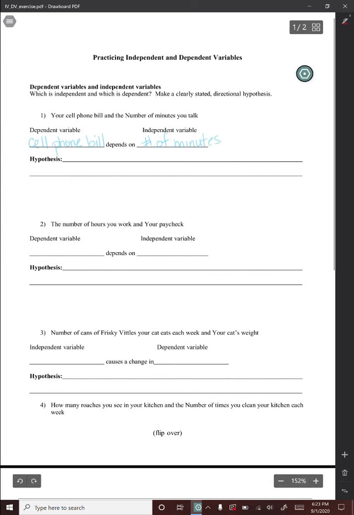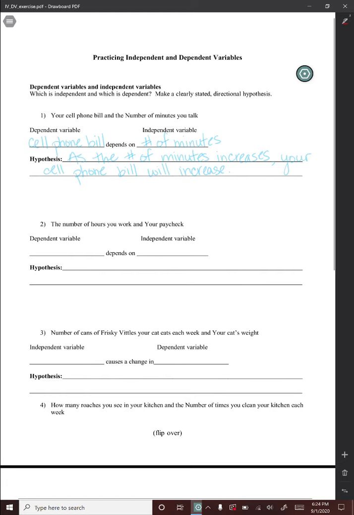the number of minutes. So your hypothesis would be something like, as the number of minutes increases, notice we use a word like increase or go up, something like that, your cell phone bill will increase. Okay. So a hypothesis is a declarative statement. It's predictive. It's what we expect will happen.